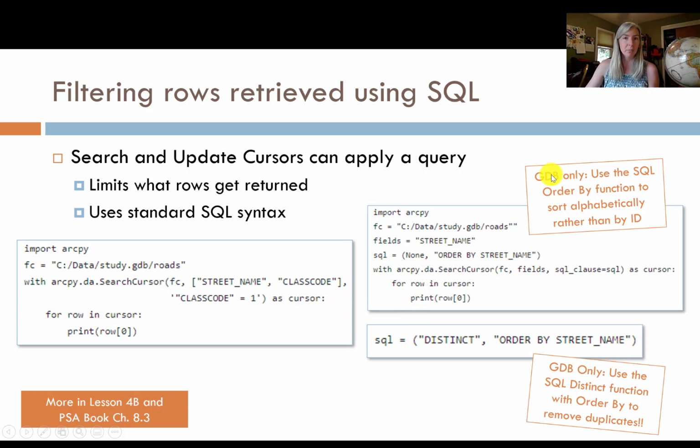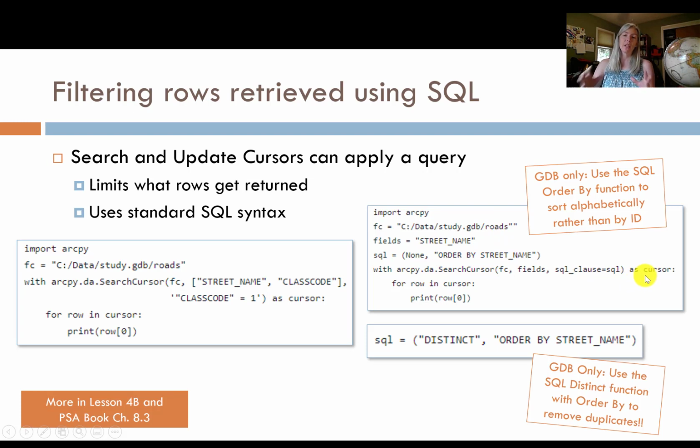There's a little bit more you can do with SQL with your cursors as well. So only for geodatabases, not all formats support it, but SQL has a lot more functionality that is either unknown or kind of hard to learn about within ArcGIS Pro, or possibly not supported by ArcGIS Pro. But one of them, or two of them, is a function called order by, and another one is called distinct. So here's an example where we are ordering by street name.